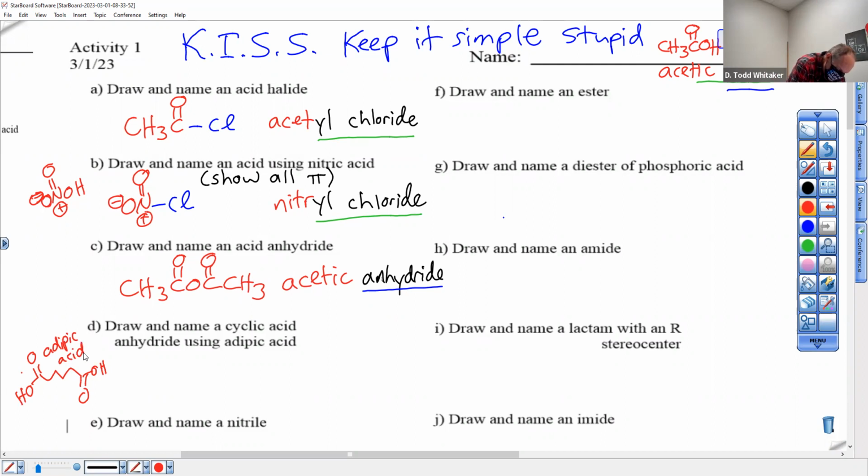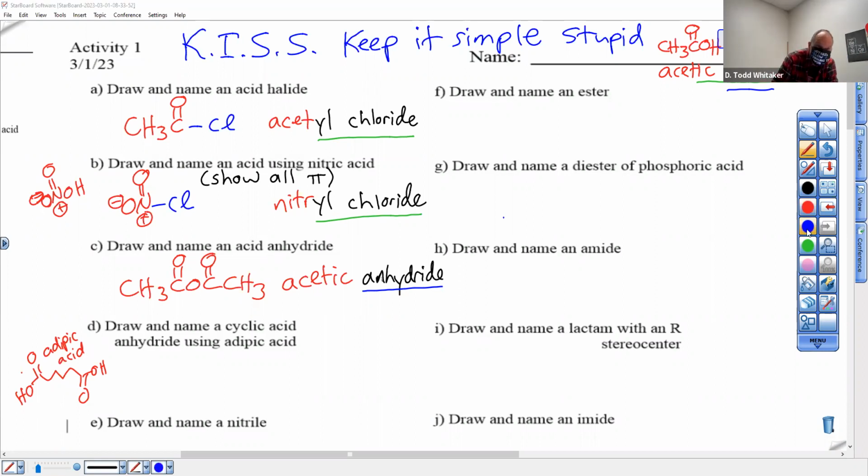Oh, he wants to make a cyclic anhydride. Please don't use 2 adipic acids. I don't want 2. There's 2 acids in adipic acid. How big is the ring going to be? Remember, one of the O's ends up in the ring. How big is the ring?